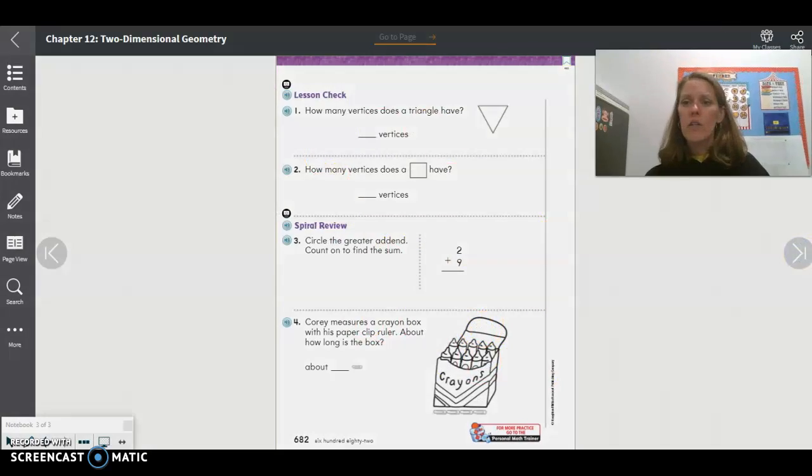So that is our math assignment for Thursday. And after you're finished, please take a picture of it and upload it onto Seesaw so I can see it for you. I will also have another Seesaw activity for you to do.